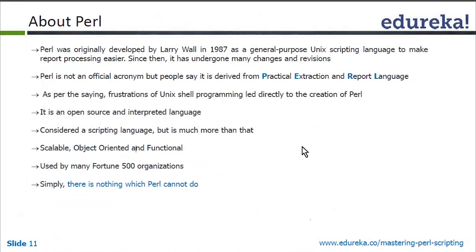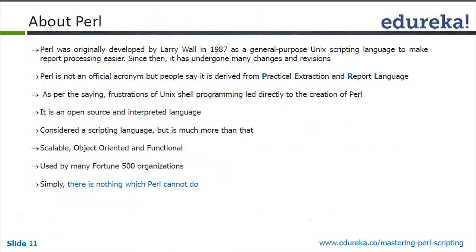You need to install ActivePerl, and you need to use an editor. So there are two things: an interpreter as well as an editor. The interpreter actually checks each line of code and tells you if there is a warning or error, while the editor just gives you an interface where you can type the code.